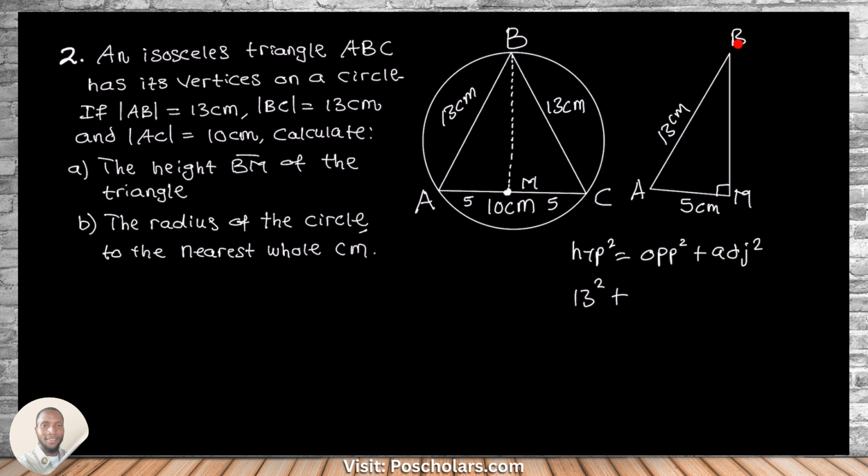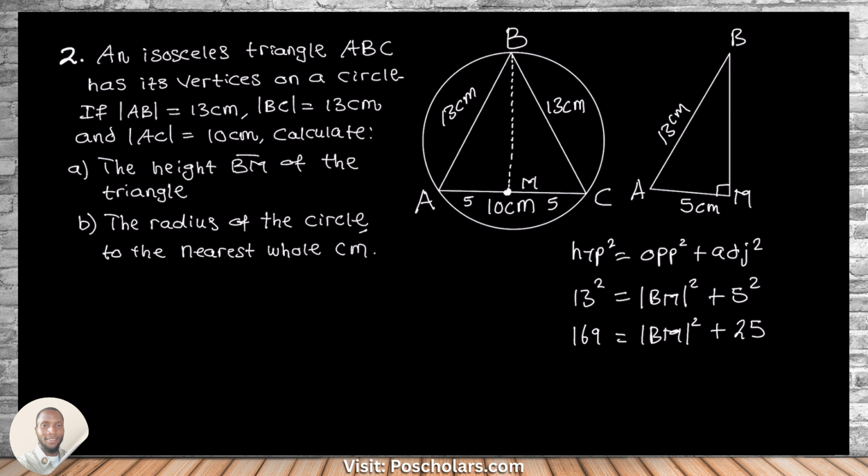Plus what's the opposite? The opposite is BM, right? So we label it BM squared, plus what's the adjacent? The adjacent is 5, so plus 5 squared. Now let's simplify. Take note, this one is supposed to be 13 squared equal to, not plus. This is supposed to be equal to. So let's change it. Now 13 squared gives 169 equals BM squared plus 25, right?